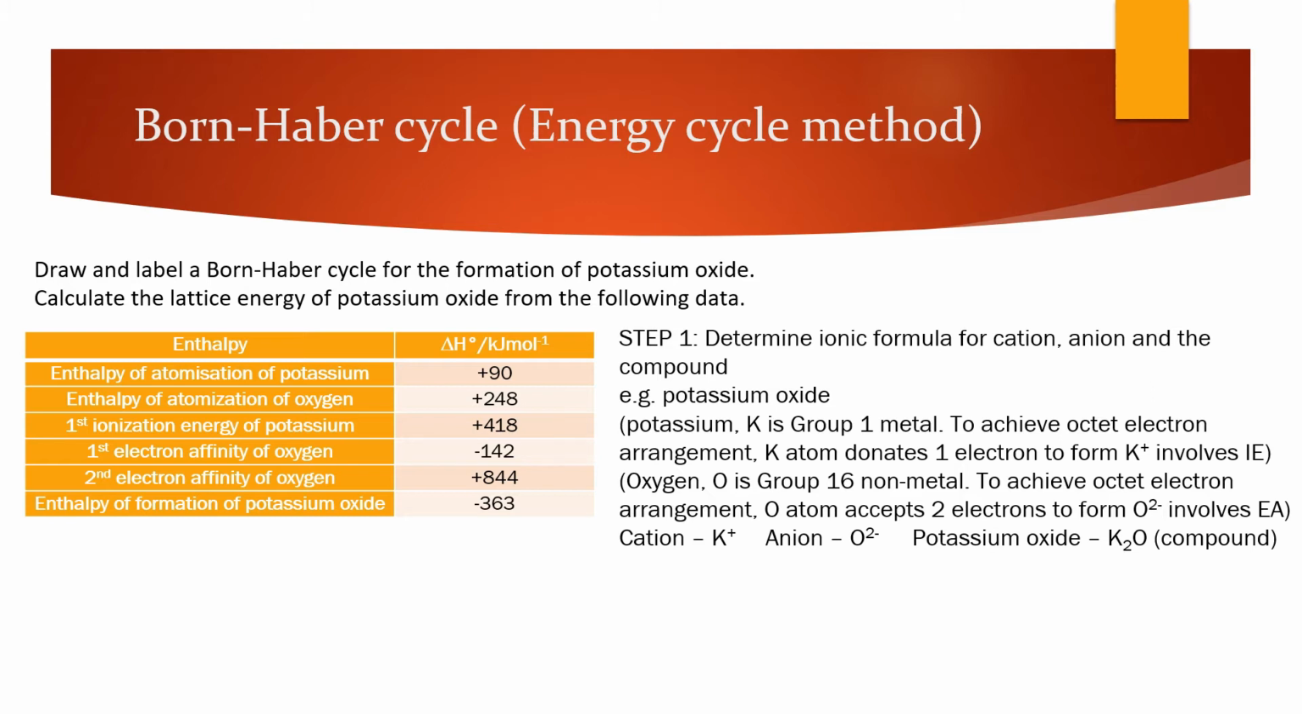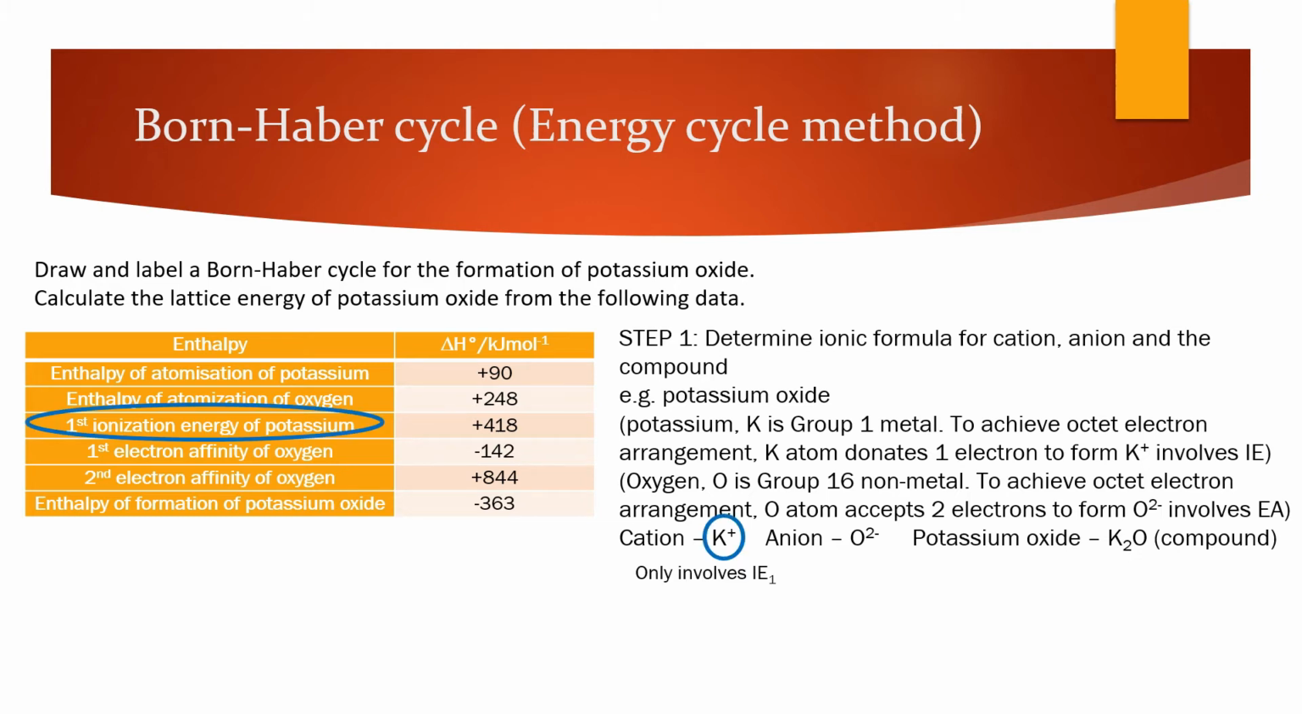And then how about the ionic formula for the compound? Our compound here is potassium oxide. The cation is the potassium ion, K+, and the anion is the oxide ion, O2-. In order to get the ionic formula for potassium oxide, the 1 and 2 need to cross, and you get K2O as the ionic formula for the potassium oxide compound.